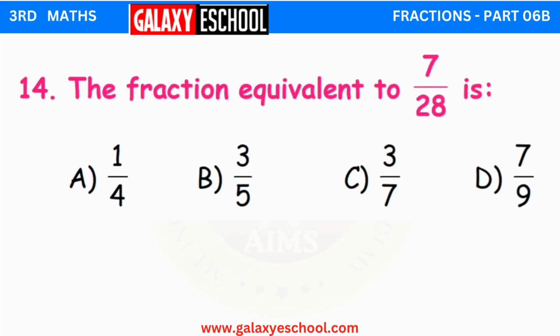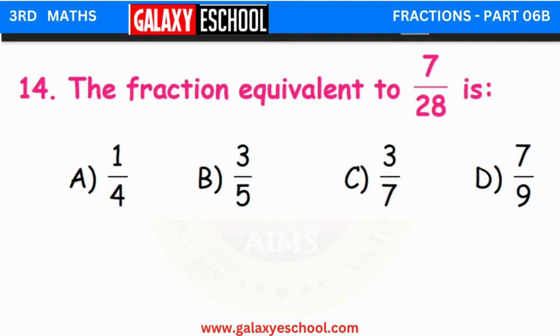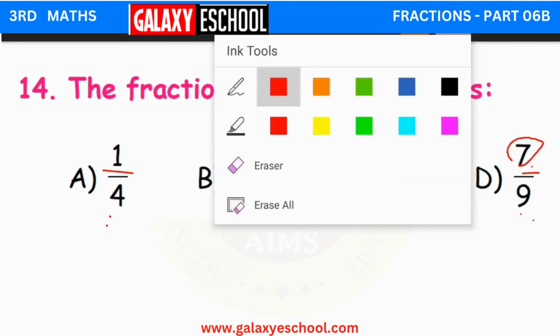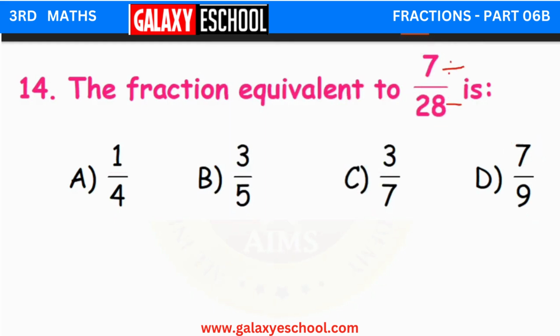Okay. Next, question 14. The fraction equivalent to 7 by 28 is dash. Again, we have the equivalent fraction here. Yes, and if you look at the options, all the numerators and denominators are less than our given fraction. Yes or no? Yes, in all the cases, the numerators and denominators are either equal to or less than. So what should we do here? We should divide our numerator and denominator to get the equivalent fraction.